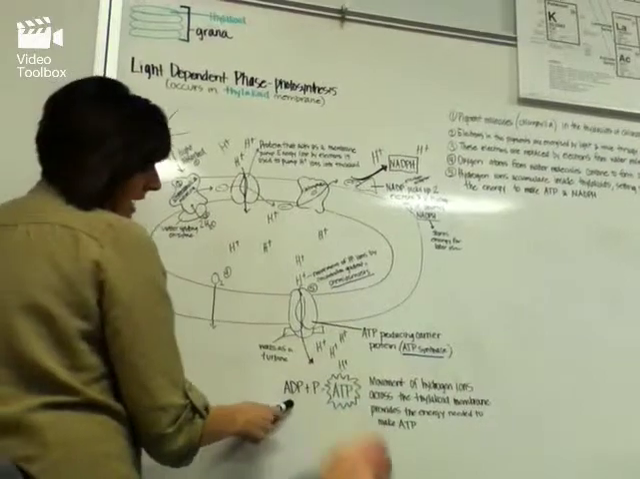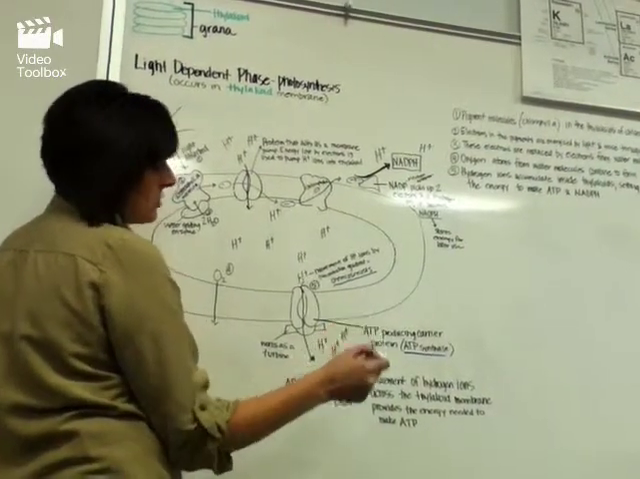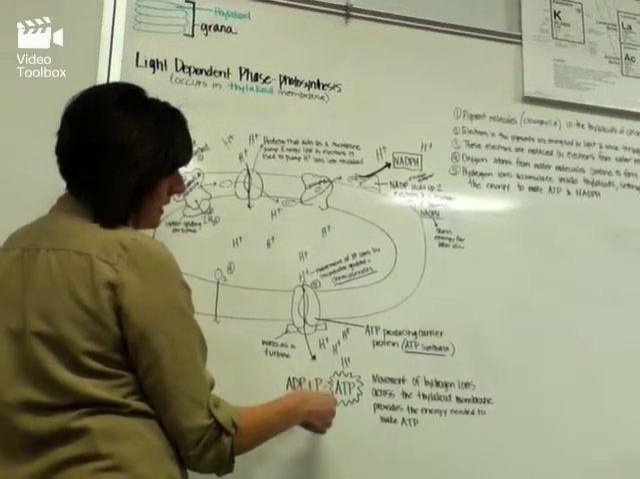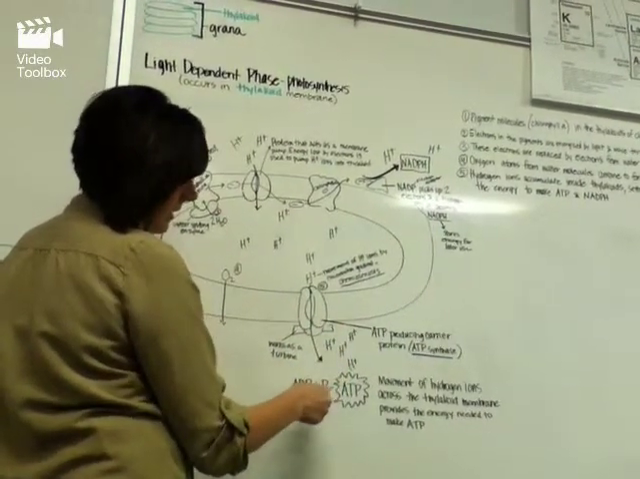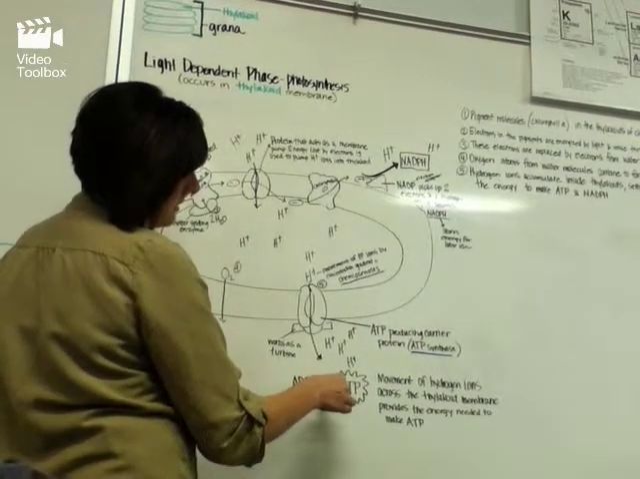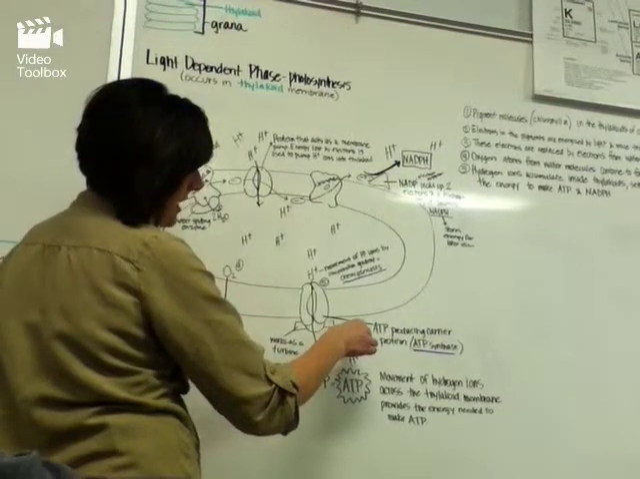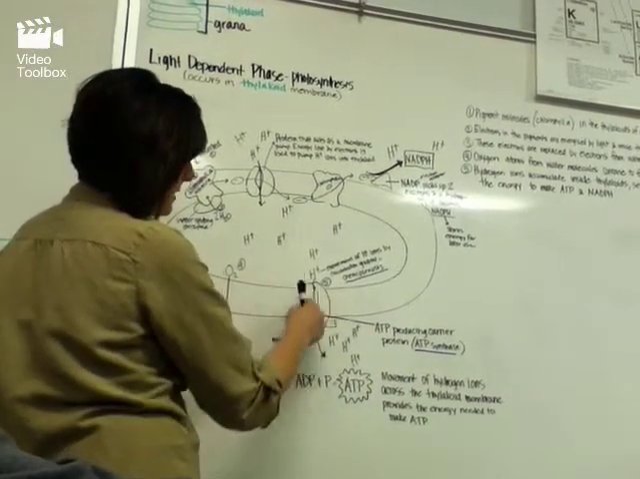Out here we have ADP and a phosphate group. And in order to make ATP, we have to have some energy. This hydrogen is the energy necessary to make ATP. So ADP plus the phosphate that's out here plus this energy of hydrogen ions make ATP. Oh, and this protein is called ATP synthase.